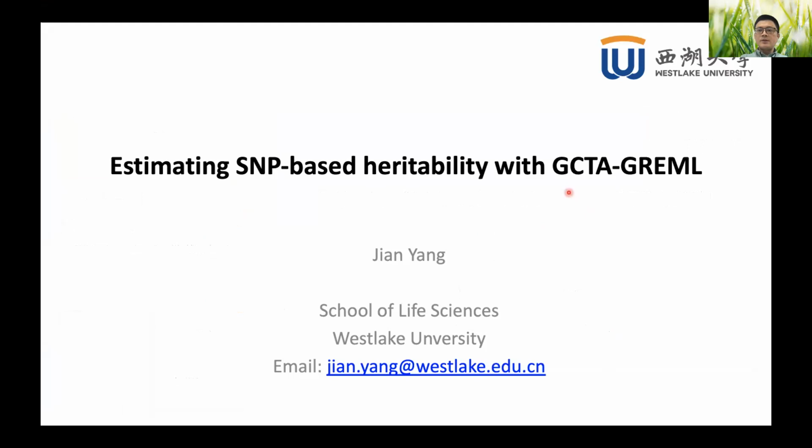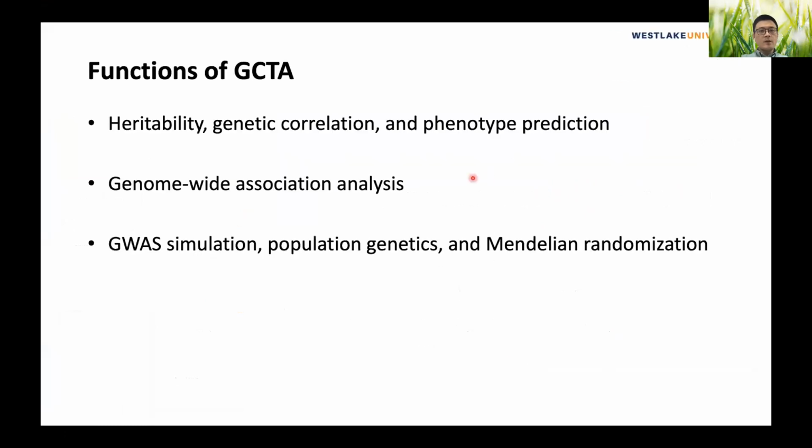In this presentation, I'll be talking about the use of GCTA-GREML to estimate SNP-based heritability from GWAS data. We have three modules in GCTA. The first module is mainly about heritability estimation, genetic correlation analysis, and phenotype prediction. In the second module, we have methods to do genome-wide association analysis, and in module number 3, we have a couple of other methods.